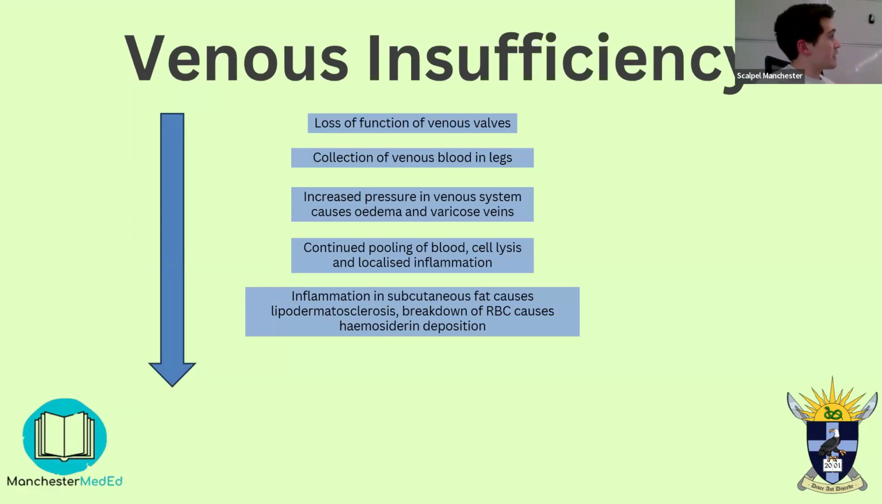But the inflammation you get, it's not just in the veins, it seeps into the subcutaneous fat and subcutaneous tissue. And chronic inflammation of the subcutaneous fat causes something called lipodermatosclerosis. And if you think about what that means, lipo, fat, dermato, skin, sclerosis, it's this sclerotic, thick, hard, scaly skin.